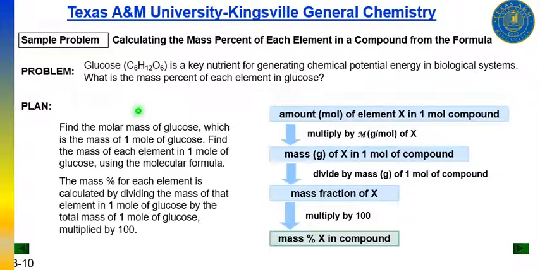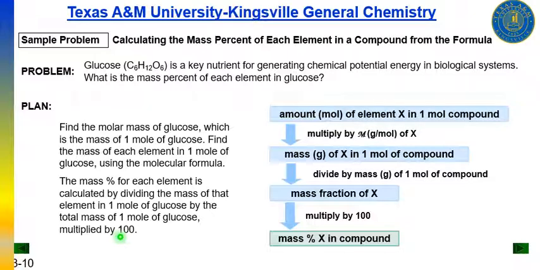Our plan: find the molar mass of glucose, which you calculate based on 1 mole of glucose. And then find the mass of each element in 1 mole of glucose. And then the mass percentage can be calculated using the mass of that element in 1 mole of glucose divided by the total molar mass of glucose. And then you multiply by 100%.